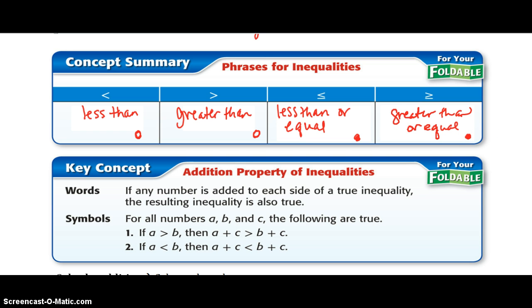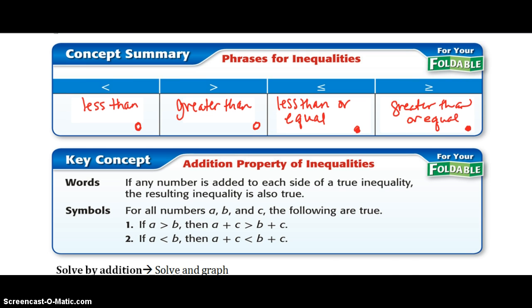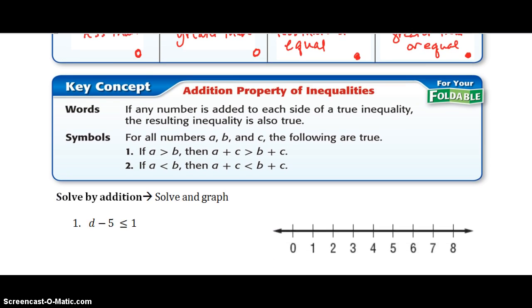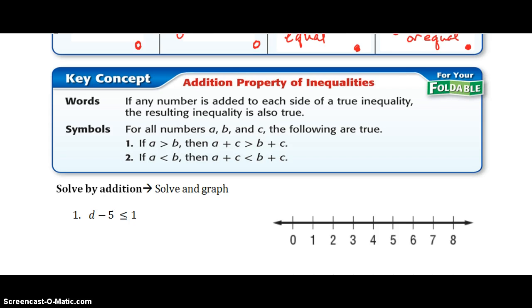so another closed dot. The addition property of inequality says if any number is added to each side of a true inequality, the resulting inequality is true. So you started off in this example, A is greater than B. So if I add C to both sides, then A plus C is still going to be greater than B plus C because I'm adding the same amount. Same thing is true if A happened to have been less than B. If I'm adding the same amount to both sides, the inequality statement will stay true.